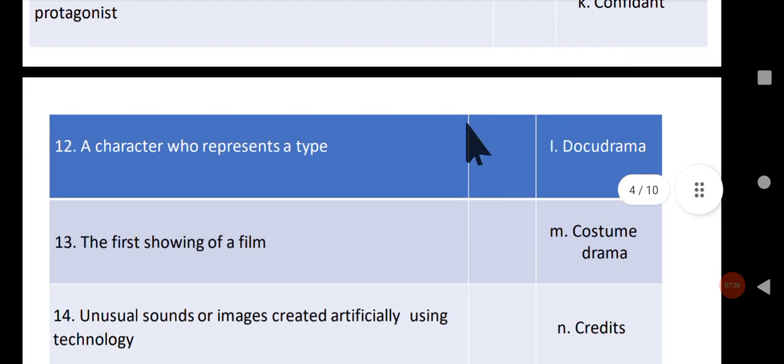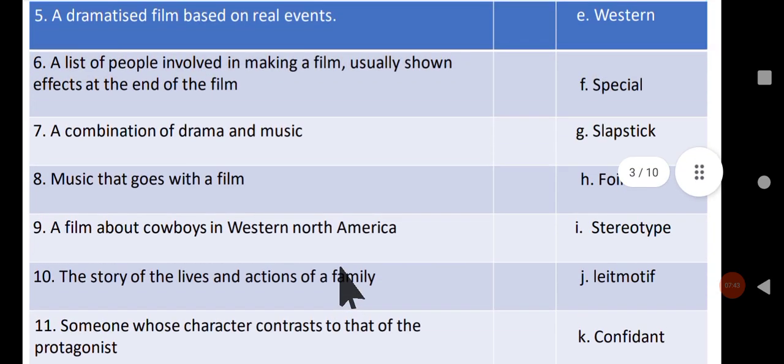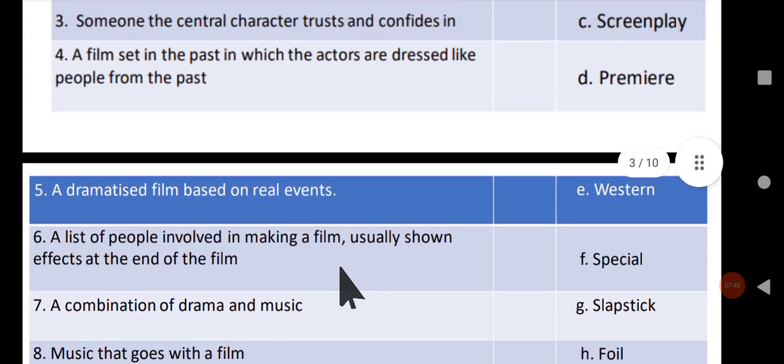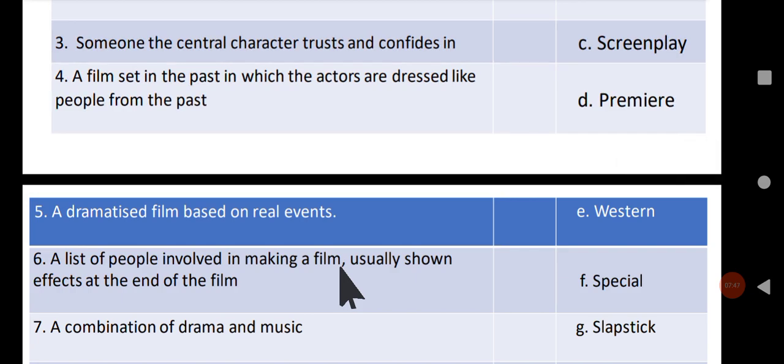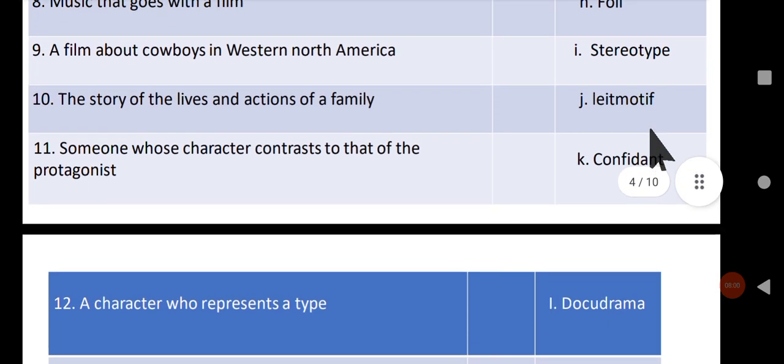Next, the first showing of a film. The first showing of the film, in the sense that before you release the film, you have one starting show. So what is that show? We have premiere shows. Nowadays people fight for the premiere shows. They want to watch the film in the first show itself, the first release itself. That is called a premiere show.